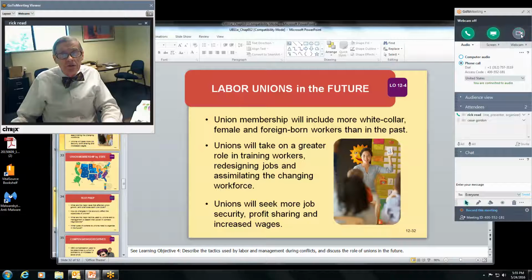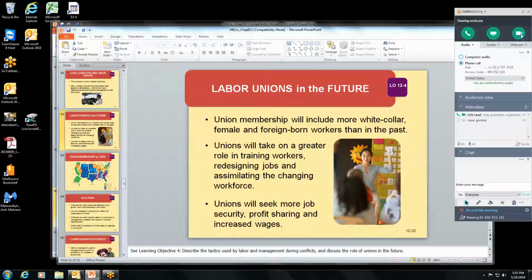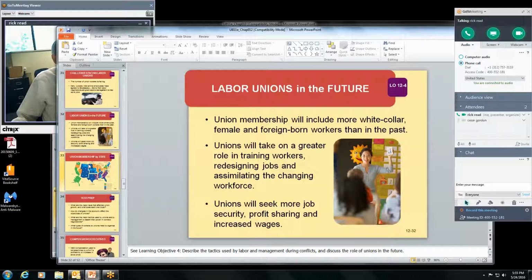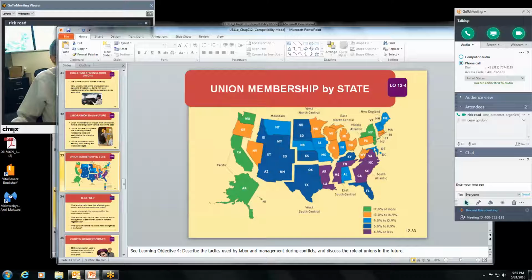And this is exactly what I talked about. We'll see more white collars in unions. We may see some more training from unions, and unions are going to go after more of working to protect people's jobs and things of that nature. This is just union membership by state, which we're not going to talk about.